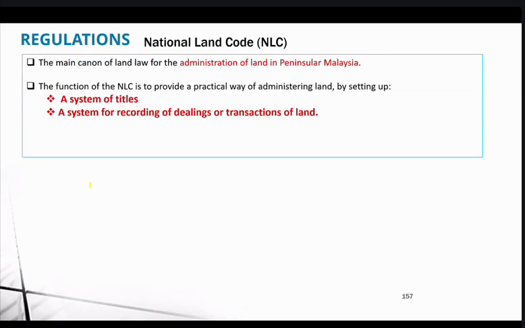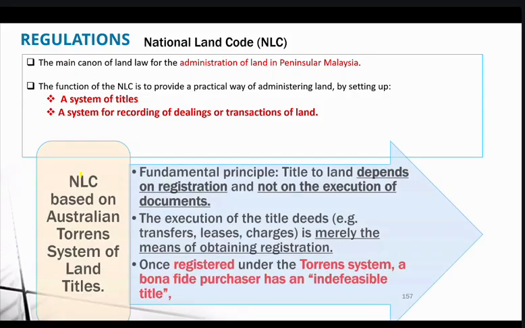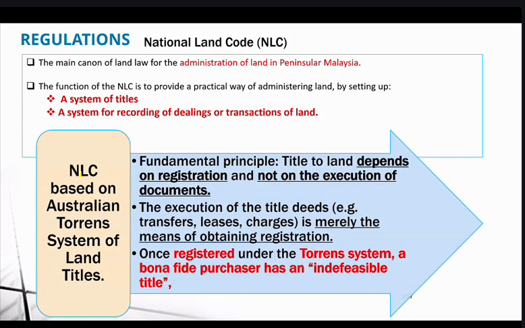Now here, this is where they mention the main canon of land law for Peninsular Malaysia is the National Land Code. It sets up a system of titles and a system of recording and dealings on land transaction. National Land Code is based on Australian Torrens system of land titles. The fundamental principle on this is the title on land depends on registration and not execution.